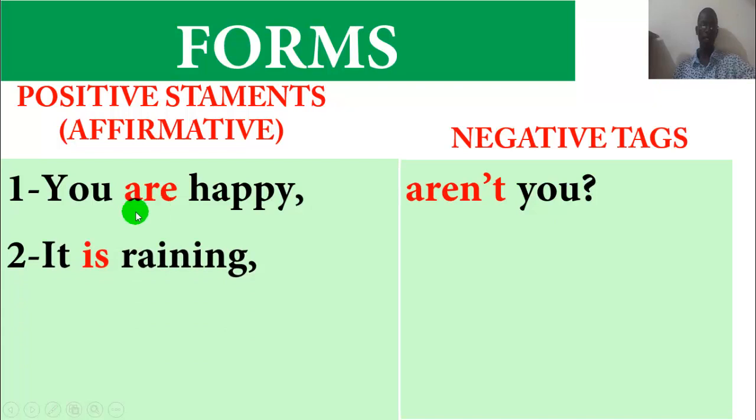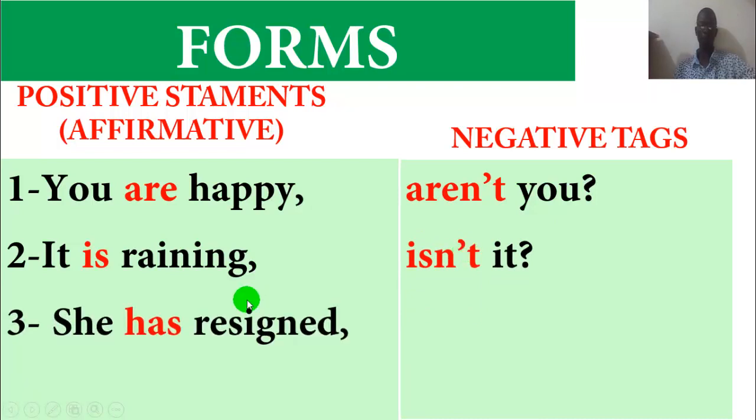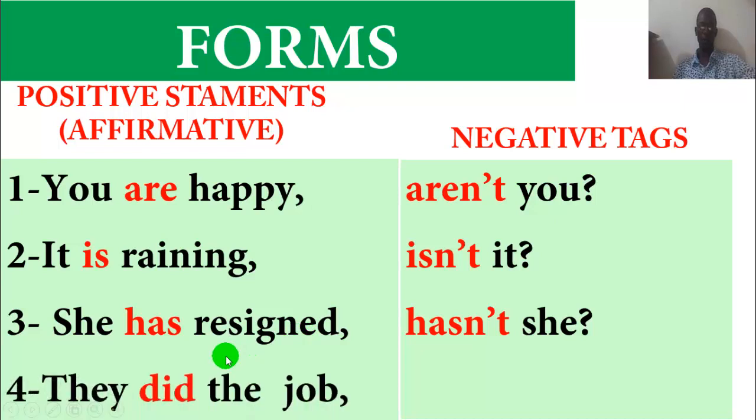It is raining. Is in the affirmative form. So normally, the tag question must be in the negative form, isn't it? Number 3, she has resigned. Has is in the affirmative form. So here you must have negative form, interrogative. Hasn't she? Number 4, they did the job. Did is in the affirmative form. And here we must have negative form, didn't they?